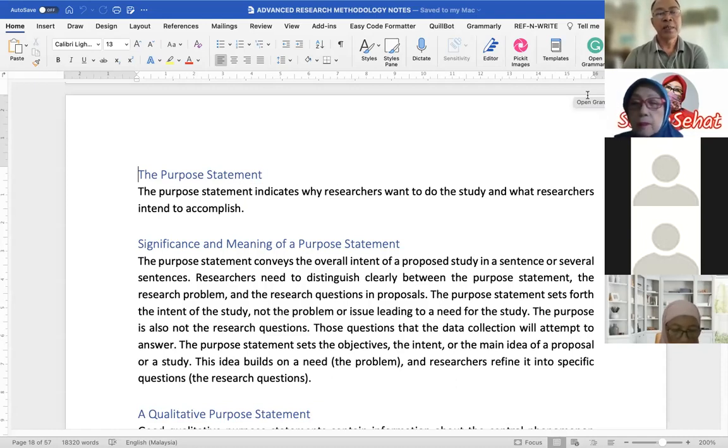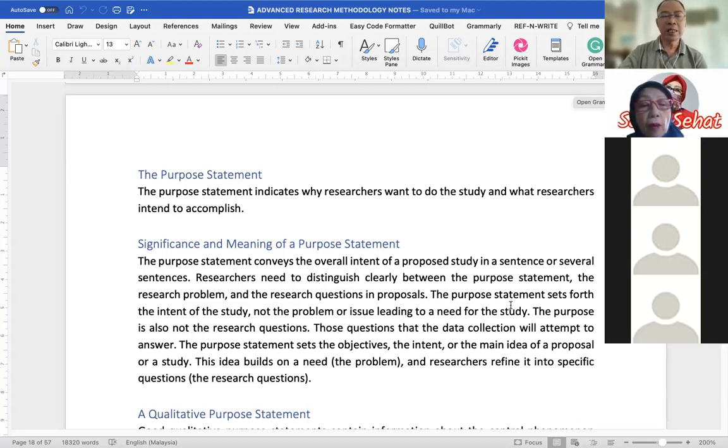The purpose statement conveys the intent of the study. We need to distinguish between purpose statement, research problem, and research questions. The purpose statement sets forth the intent of the study. Sometimes we call it research objectives. Usually in research objectives, we have the general objective of the study, which states in one sentence the intent or the aim or the objective of the study.